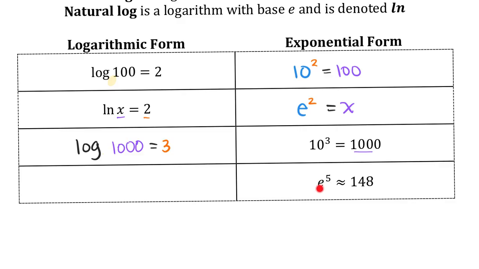Okay, last one. It says e to the 5 is 148. The base is e. If the base is e, instead of writing log, I'm going to write ln. Okay, and then ln of 148 is equal to the exponent. The exponent is 5.